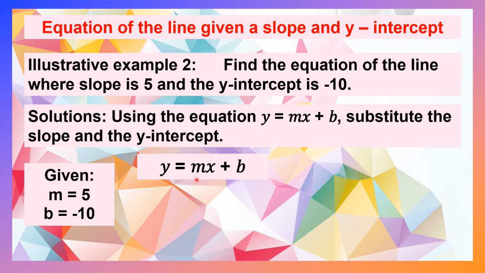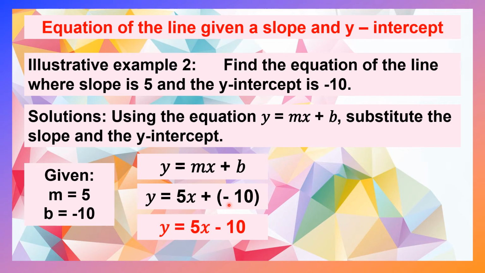So, palitan natin yung m ng positive 5. So, we have now 5x plus yung ating b is negative 10. So, simplifying this, itong plus can be a positive sign. So, positive times negative is negative 10. Thus, the equation of the line is y equals 5x minus 10.